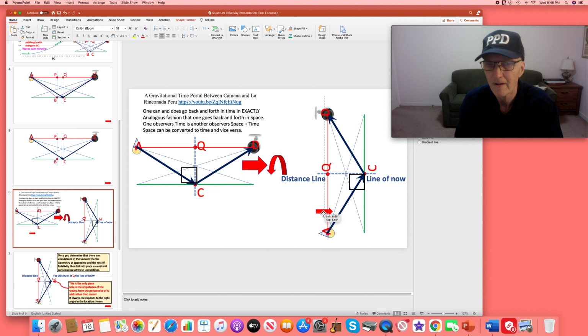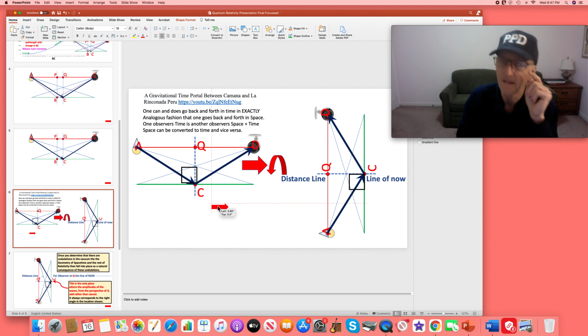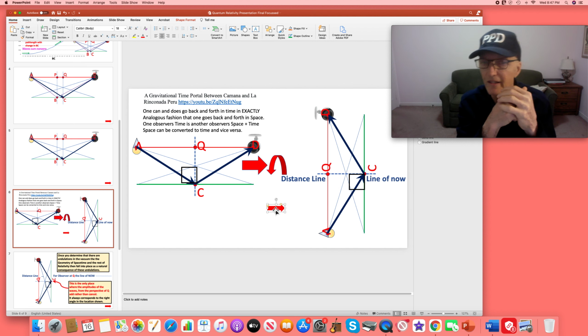Likewise here, it's the same geometry, and the quantum waves go through time as well as space. Over here, they were also going through space and time. So the same thing applies. The only place where the quantum waves can add with respect to Q is at C. So C is the line of now for the observer at Q. And it's purely a quantum mechanical effect.